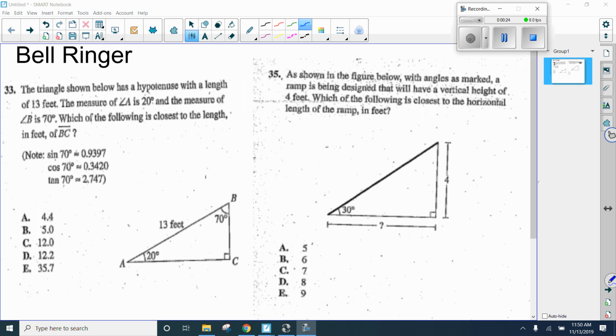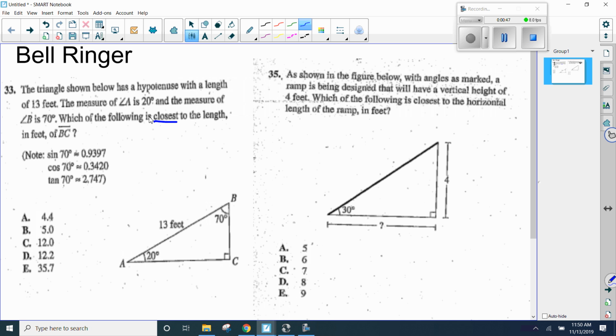The triangle shown below has a hypotenuse with a length of 13 feet, given to you in the diagram. The measure of angle A is 20, given to you in the diagram. The measure of angle B is 70, given to you in the diagram. Which of the following is closest? There's one key thing you want to look for when you're reading through it: it does say closest, so don't try to find the exact. To the length in feet of BC.